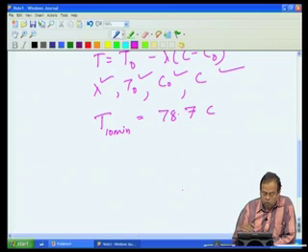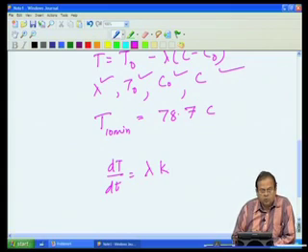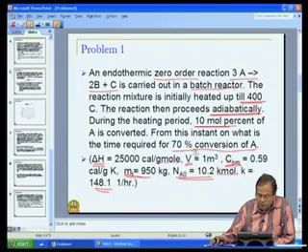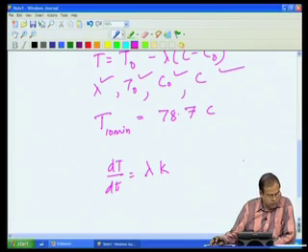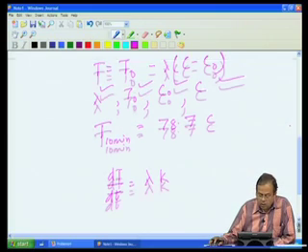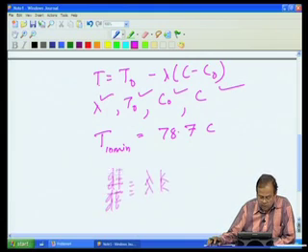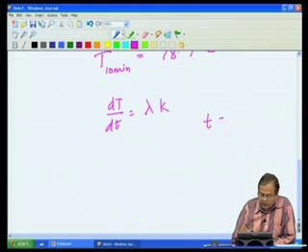So, now if we go back and look at our energy balance, lambda into K. So, what I want to find out, what is the time required for 70% conversion. Okay. When the conversion is 70%, I can calculate what will be the temperature. So, I want to find what is the time.